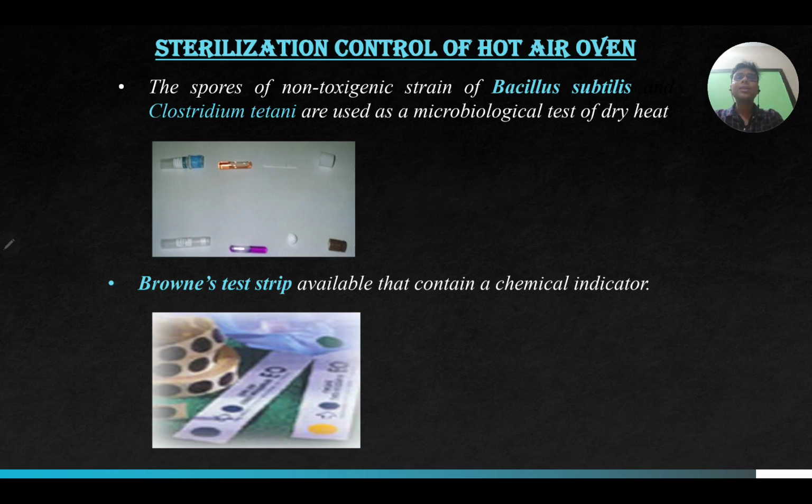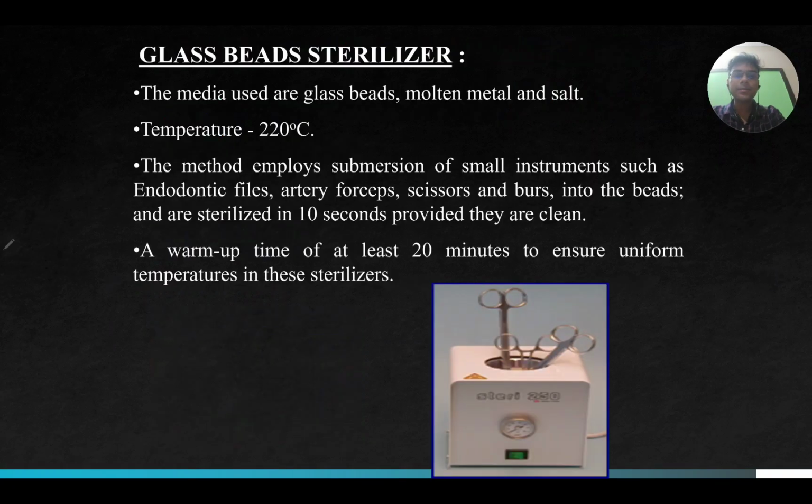Now coming to the control aspect of hot air ovens, the spores of non-toxigenic strains of Bacillus subtilis and Clostridium tetani are used as a microbiological test of dry heat. Brown's test strips are available that contain a chemical indicator as well. This is different from that of the autoclave, which uses moist heat, where the control is Geobacillus stearothermophilus. I'll be talking about this in my later slides.